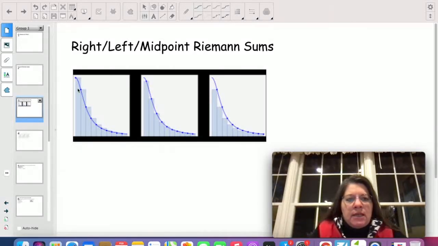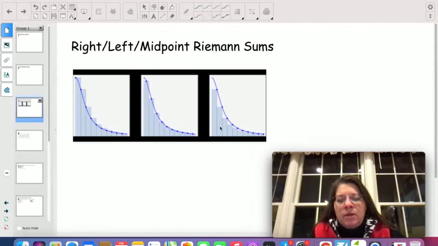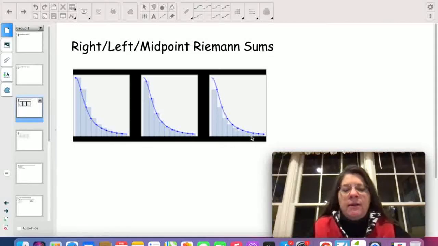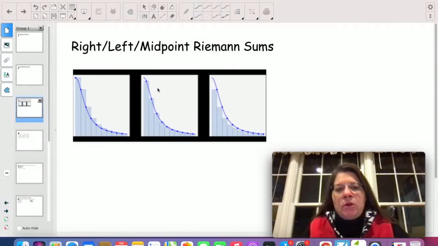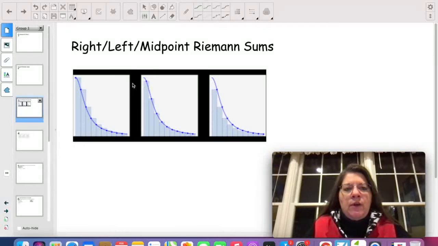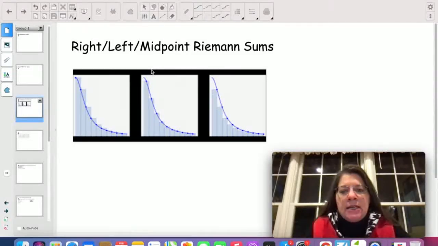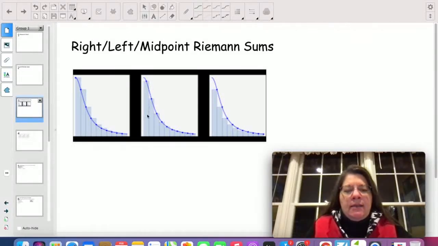And you can see that this one would be an overestimate. This one would be an underestimate, because this one accounts for more than what is actually in the function itself, and this one accounts for less than what is actually in the function itself. The midpoint rule is kind of in between those two. Instead of drawing from the left or from the right, we're going to find the midpoint between our intervals.